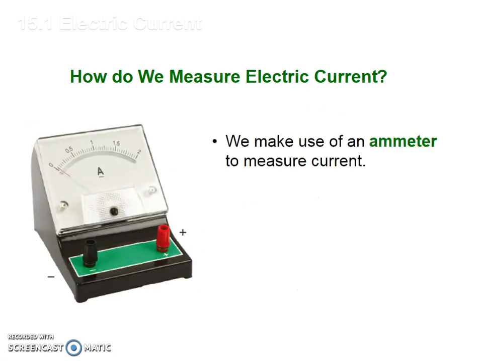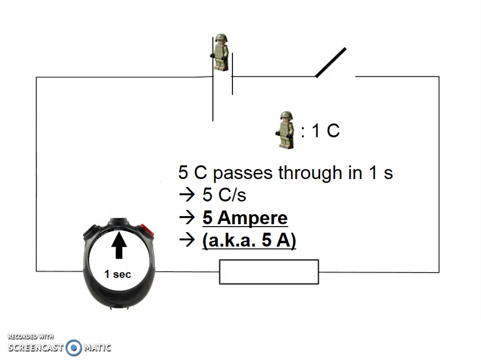So how do we measure electric current? We measure it using an ammeter, and it should be connected in series, just like here, my stopwatch is connected in series to it.